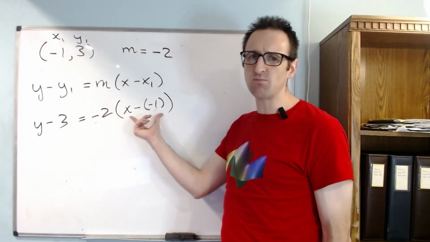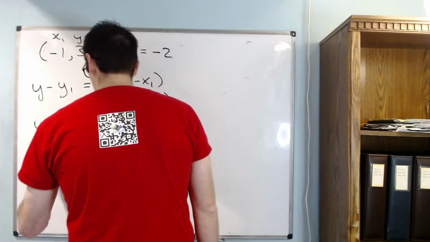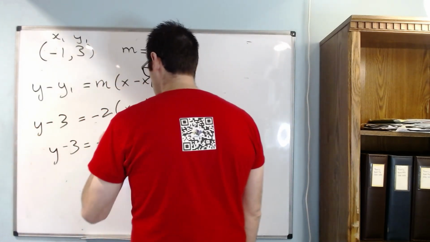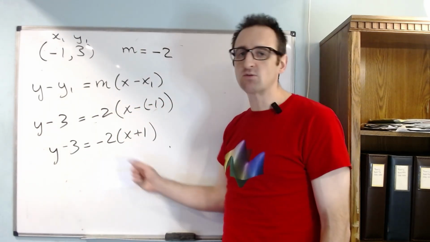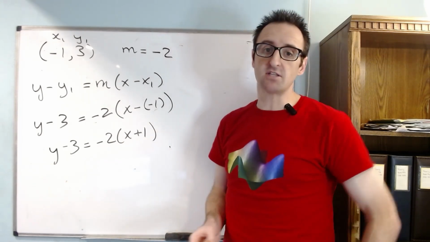If you wanted, you could simplify this here. That's pretty common that your teachers might want you to do that. And so you'd end up with y minus 3 equals -2 times x plus 1. This is probably what most instructors would be looking for if they asked you to find the point-slope form of a line. Now we need to find the slope-intercept form of the line.